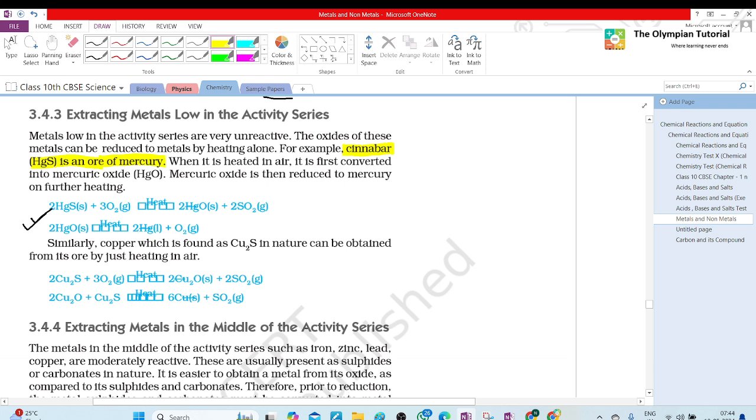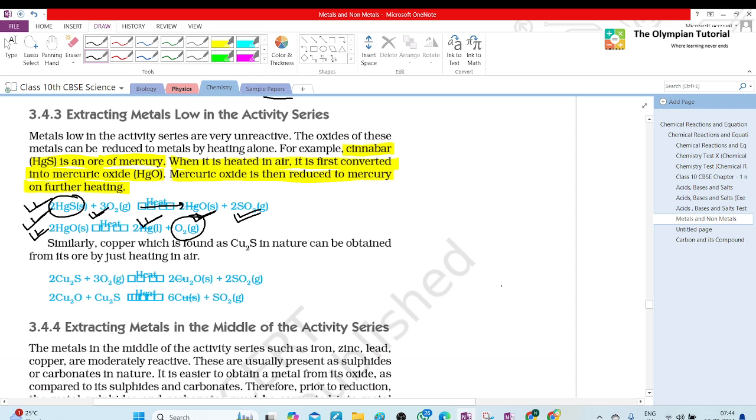When it is heated in air, it is first converted into mercuric oxide. Mercuric oxide is then reduced to mercury on further heating. On heating, HgS will give mercury oxide plus sulfur dioxide. This one is mercury sulfide, I think by mistake I said mercury oxide. And mercury oxide on further heating, oxygen is eliminated and we will get mercury. This is the topic: extracting metals low in the activity series.